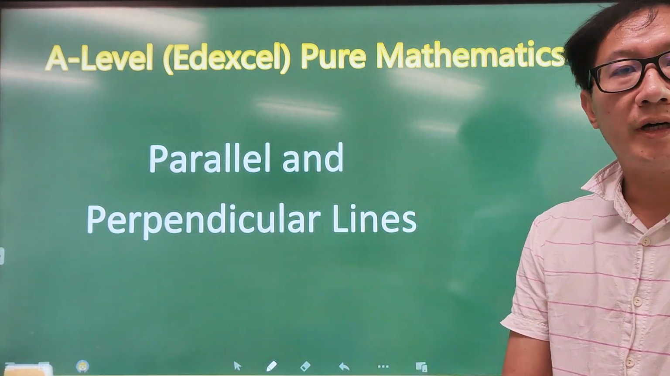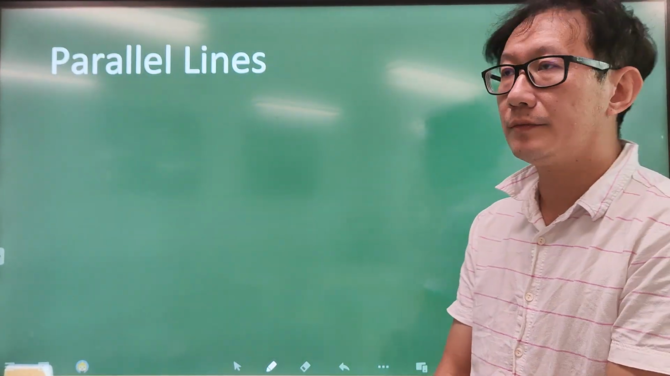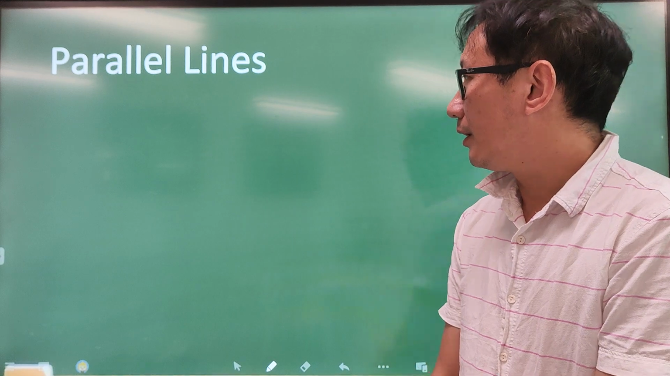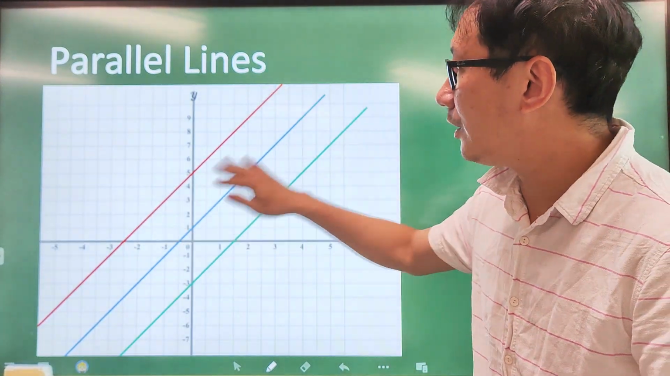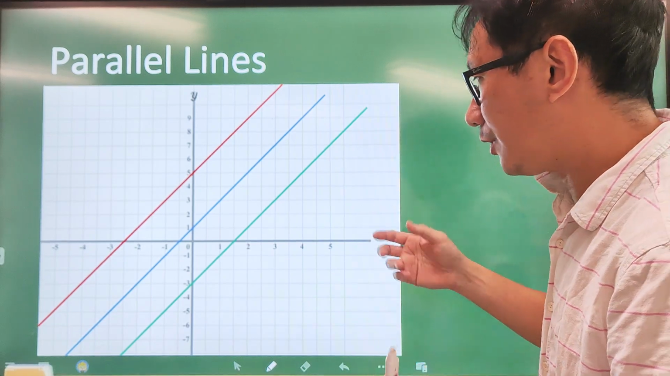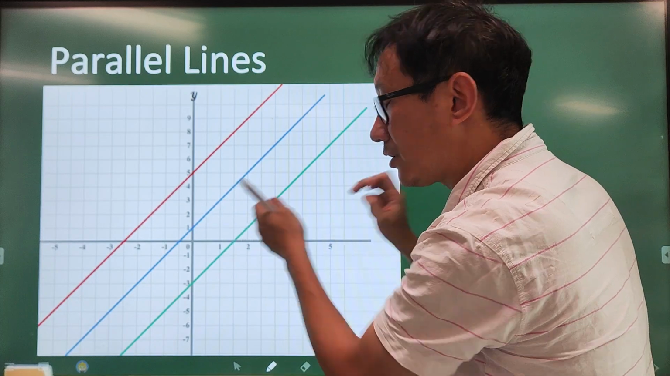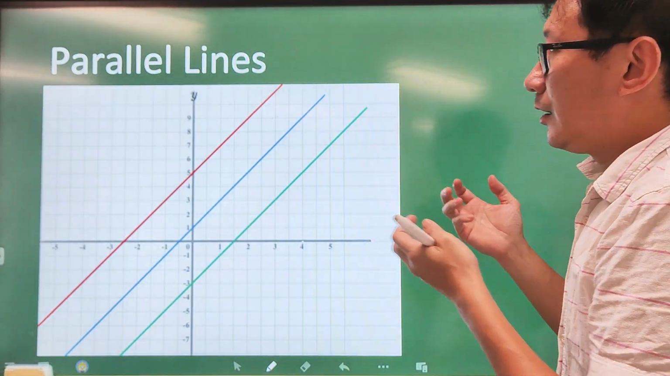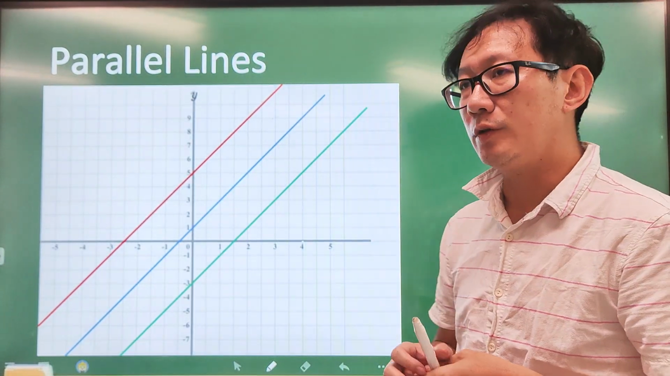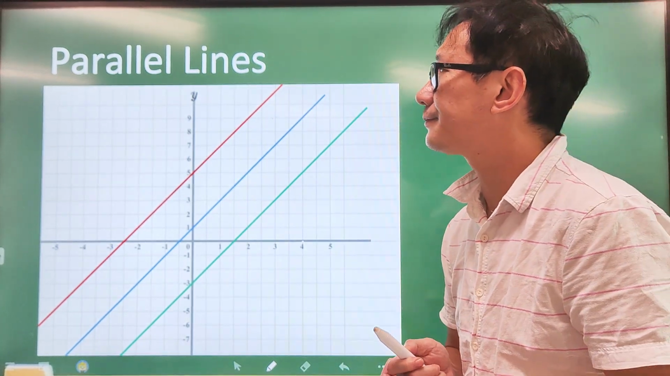Today we're going to talk about parallel and perpendicular lines. First, parallel lines. This graph here has three parallel lines. They all have the same gradient because they all share the same change of y over change of x. This is actually quite intuitive, so let's dive into an example straight away.